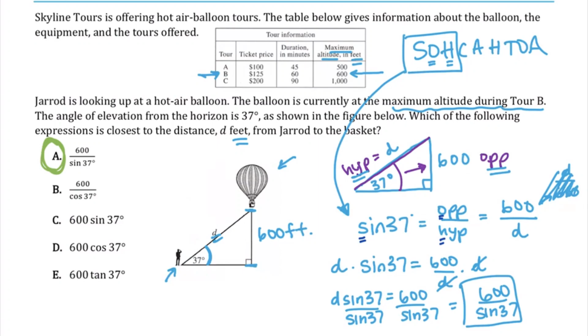I'm going to cross that out because, of course, that's not what happened here. What happened here is that the variable we wanted was on the bottom, so we had to do two more steps, where first we multiplied by D so that we could cancel it on the right. Then after D was being multiplied by sine 37, we divided by sine 37 on both sides so we could cancel it and get D by itself.